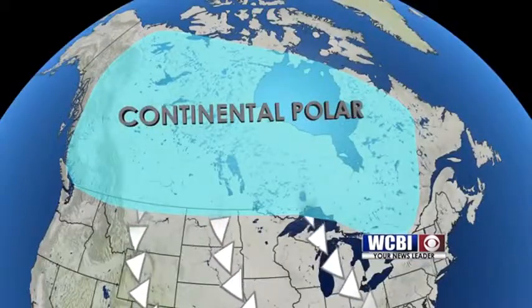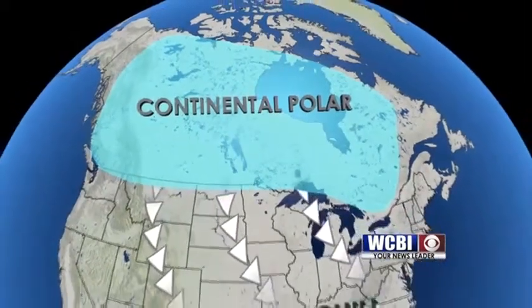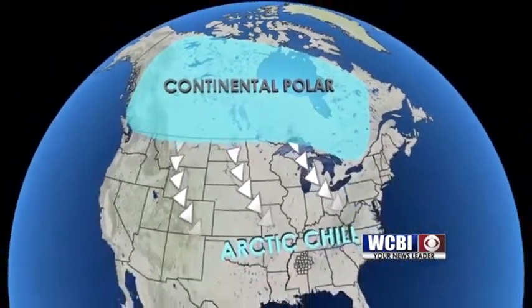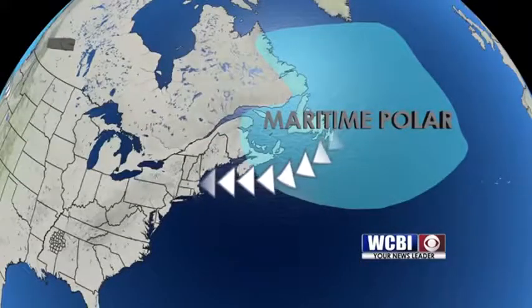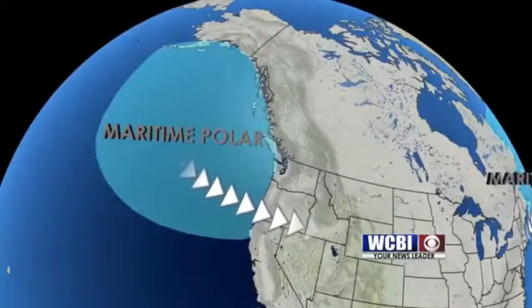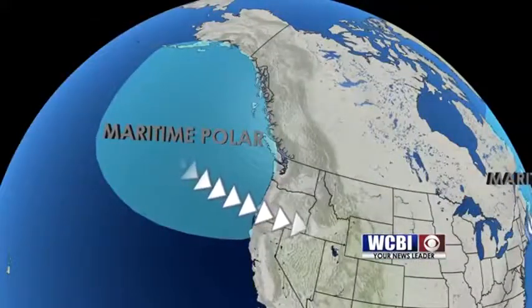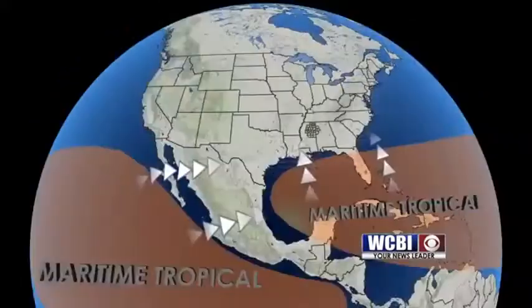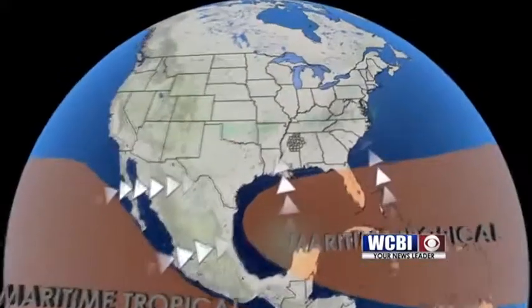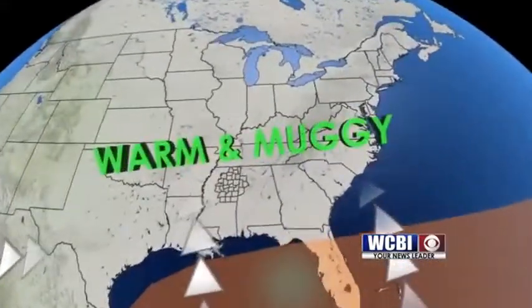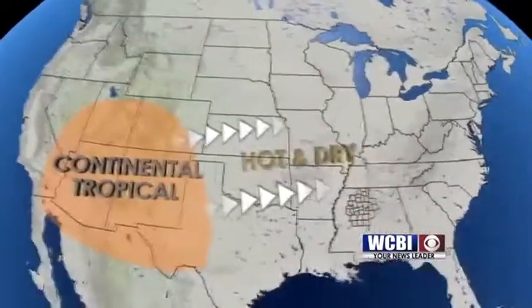A continental polar air mass develops over central Canada and brings our Arctic air outbreaks. Maritime polar air masses tend to develop over the northern Atlantic Ocean and the Pacific Northwest coast. This is why the Pacific Northwest tends to be cold and wet. The maritime tropical air masses tend to develop near the equator and bring our hot and humid weather. The continental tropical air masses develop in the desert southwest and bring hot and dry weather.